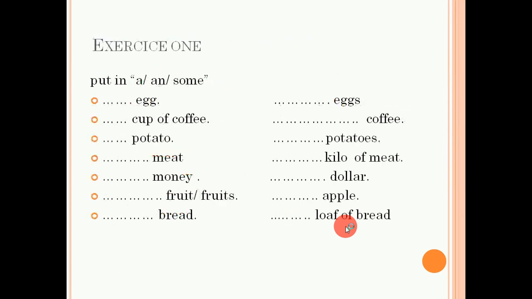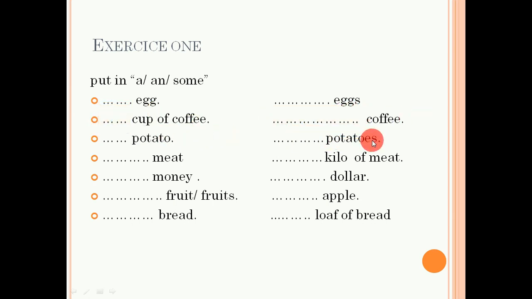Exercise number 1, put in a, an or some. Here we have egg, countable singular, and here eggs, countable plural. So what do we put? An egg, and here some eggs. Cup of coffee, and here coffee. Cup is countable, we can count cup by itself, but coffee by itself is uncountable. So we say a cup of coffee, and here some coffee.